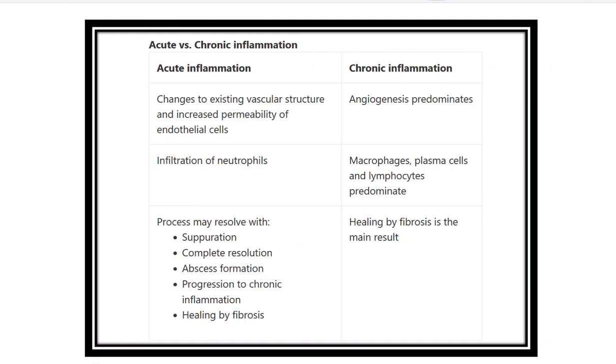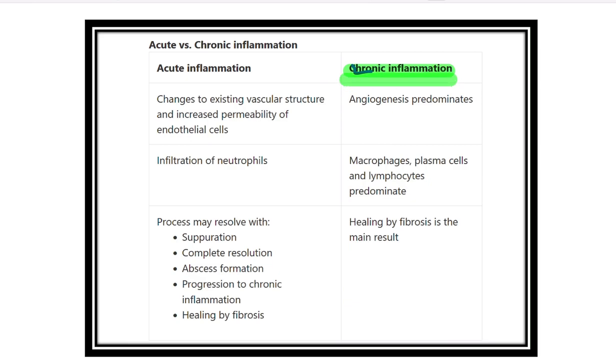So, the right side is the chronic inflammation part. In case of chronic inflammation, first of all, we can see angiogenesis predominant. That means chronic inflammation is when the inflammation persists more than 6 weeks, or sometimes more than 3 months. So when an inflammation crosses 6 weeks, it is known as chronic inflammation. That means the inflammation is present for a longer time.